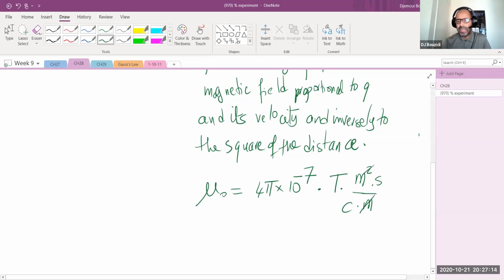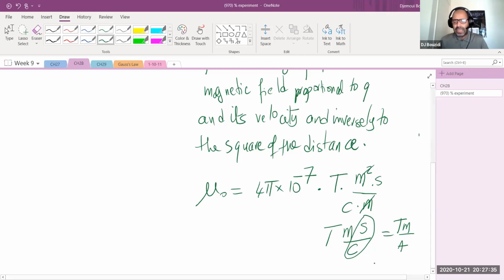So one of these m's cancel. So the units in SI are Tesla meter second over Coulomb. Look at this, Coulomb over second, that is actually an ampere. So it is actually a Tesla meter per ampere. Okay, so that is the unit for it in SI.